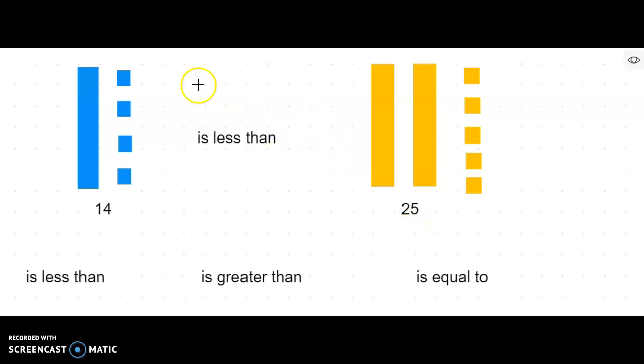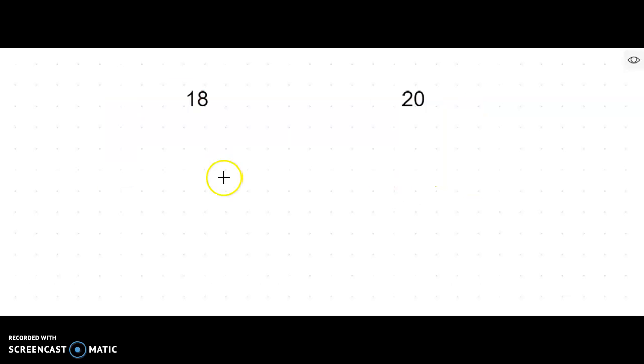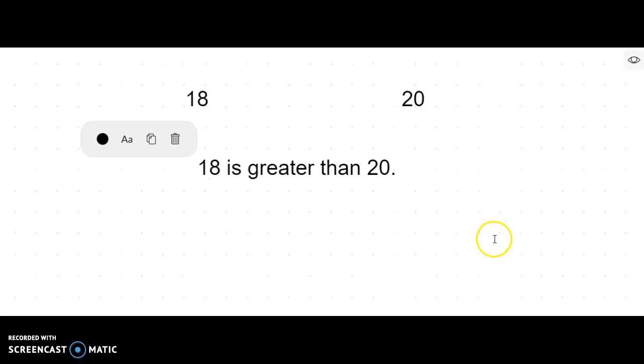So when we compare our two numbers, we find out that 14 is less than 25. All right, good job. Let's try another example. So this time, I only put the numbers here because I knew you mathematicians would get it right away. And I'm just going to go ahead and guess. You know what? I see 8 ones here and 0 ones here. So absolutely, 18 is greater than 20. Absolutely, 18 is more than 20. It has more ones, right?